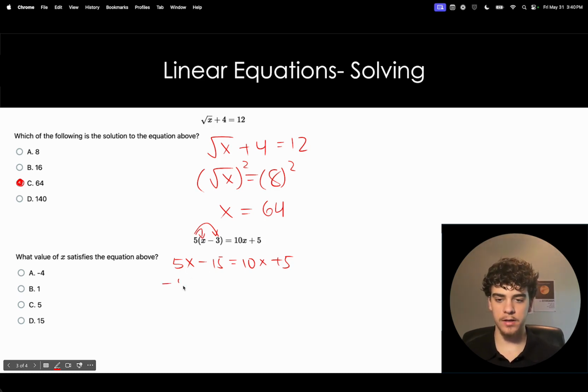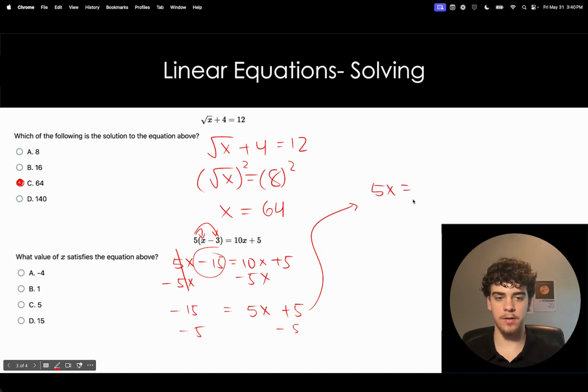So we're going to subtract 5x from both sides. These cancel out, we're left with just negative 15 on this side, equals 10x minus 5x is just 5x, and then plus 5. Now we want the x by itself, so we're going to subtract 5 from both sides, and then this becomes 5x equals negative 15 minus 5 is negative 20. So therefore, when we divide both sides by 5, we can see that x equals negative 4. So the answer to this one is going to be A.